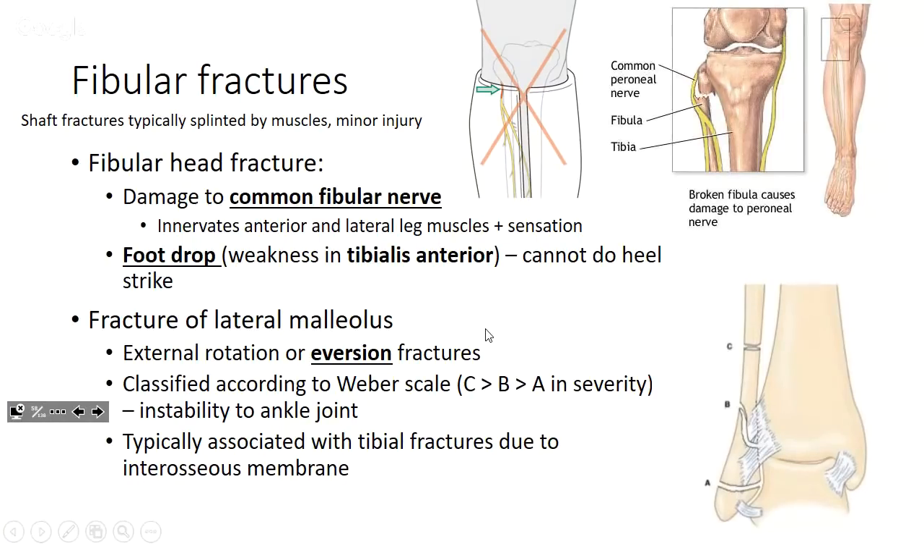Another type of fracture in fibular fractures are the fracture of lateral malleolus. So that typically happens when you have an eversion. And as you can see, there's the Weber scale, which some of you are familiar with. So basically it's A, B, C from bottom to up to the top. And C is most serious because you get the least stability.